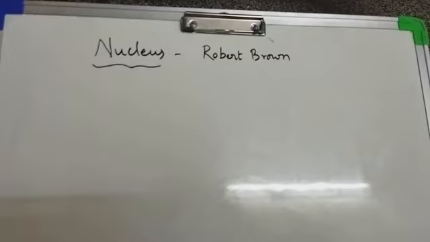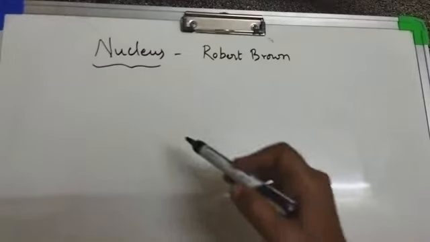Good morning, students. In the last class we discussed the cell wall. Now let us discuss the nucleus. The term nucleus was given by Robert Brown. We have discussed preparing a temporary mount of onion peel.